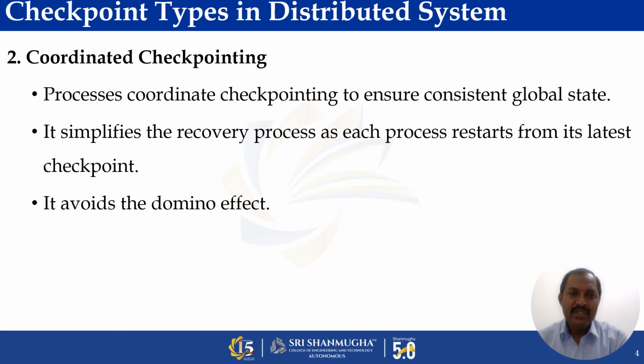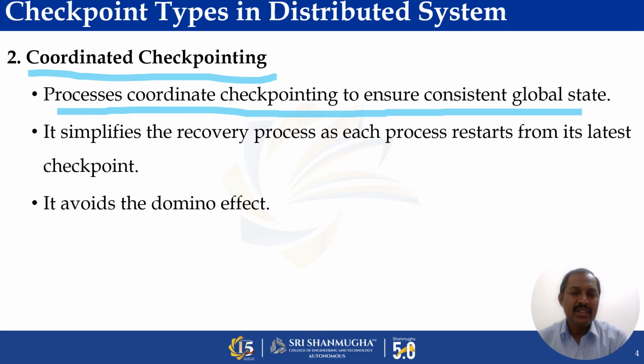The second type is coordinated checkpointing. Here the processes coordinate checkpointing to ensure a consistent global state. So all the processes coordinately take a checkpoint. It simplifies the recovery process as each process restarts from the latest checkpoint. It avoids the domino effect.